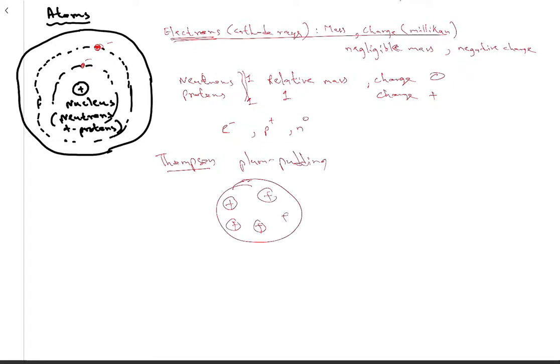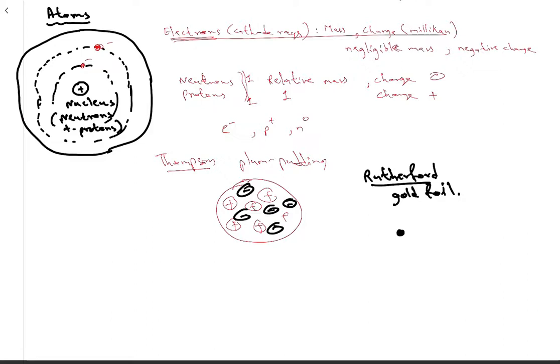Where the entire pudding itself is positively charged, and you have electrons embedded in this positively charged pudding as raisins. So that was Thomson's plum pudding model. We know this is wrong. And then, of course, Rutherford came up with his gold foil experiments, showing that the mass of the atom is focused on a very small area called the nucleus, and the empty space around the nucleus is where the electron exists.